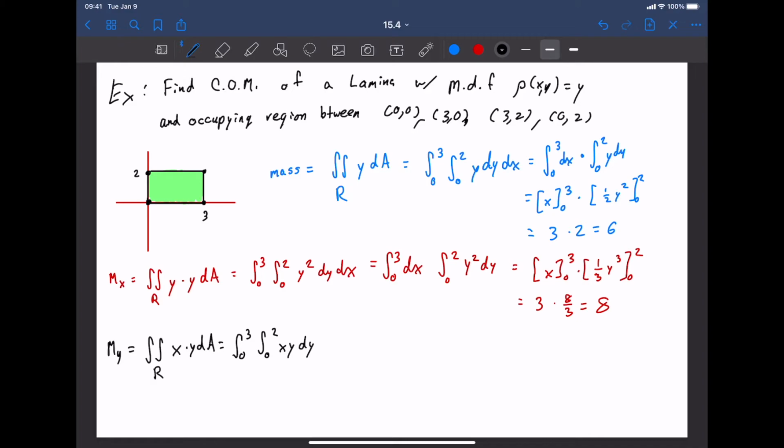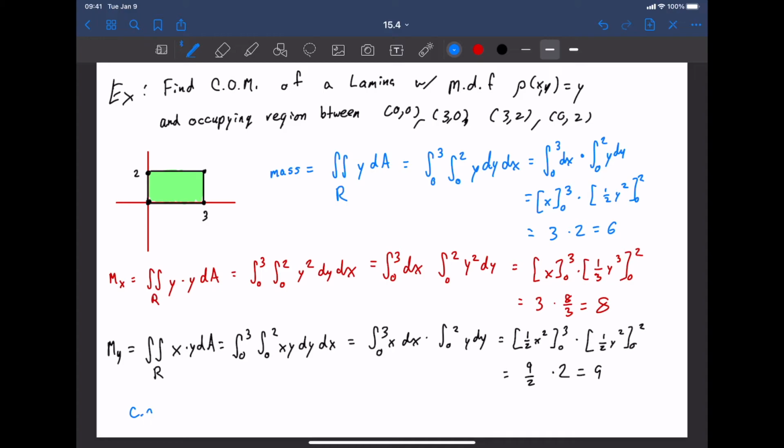So there's no way to simplify it right away, but you can break it up. The integral from 0 to 3 of x dx times the integral from 0 to 2 of y dy. That's 1/2 x squared from 0 to 3, times 1/2 y squared from 0 to 2, evaluating out to 9/2 times 2, or just 9.